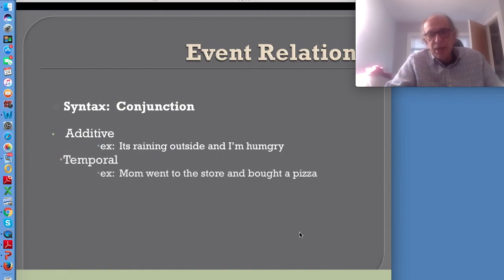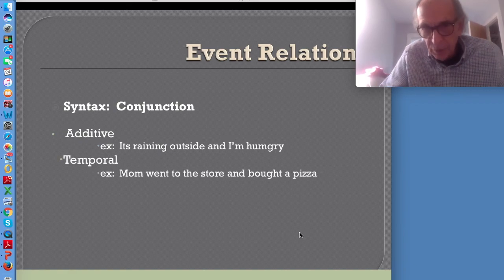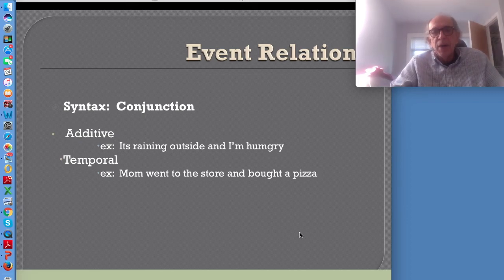As opposed to temporal, another event relation content category: Mom went to the store and bought a pizza. Well, there's a relationship between going to the store and buying a pizza. Going and buying. And that is a time relationship, because you have to go to the store first to get the pizza. Now, she could have said, and then bought a pizza. Then signals a time relation, but even without the then, that is a temporal relationship. It is a time sequence.